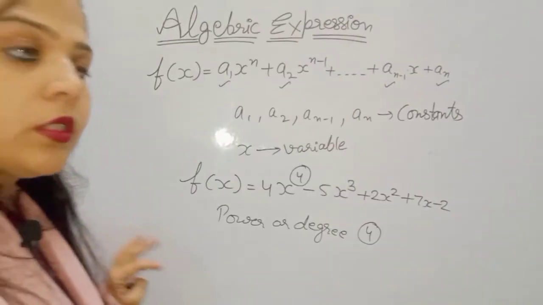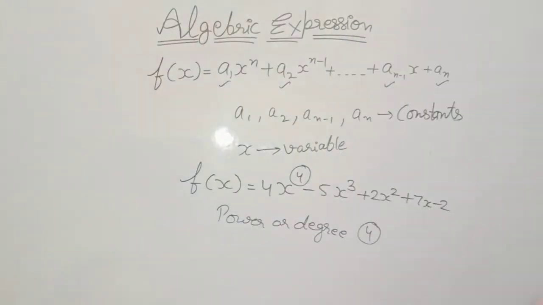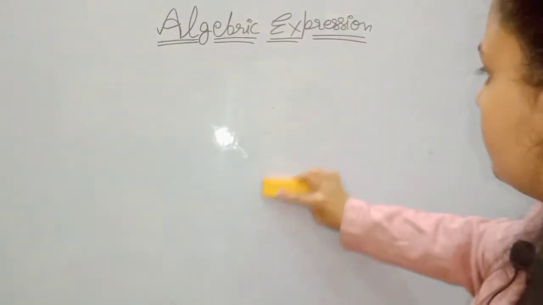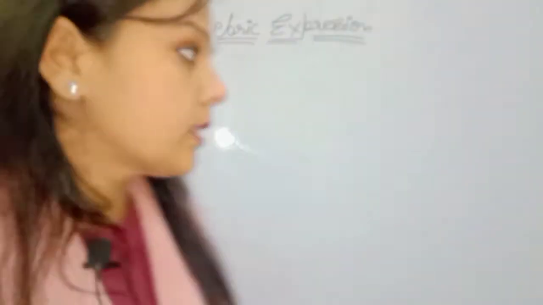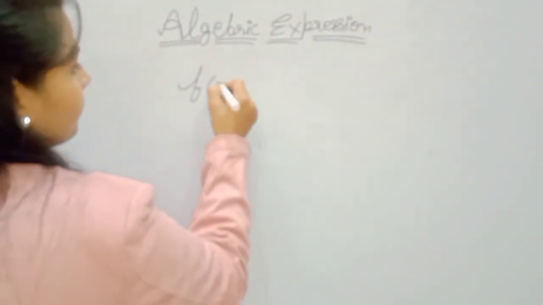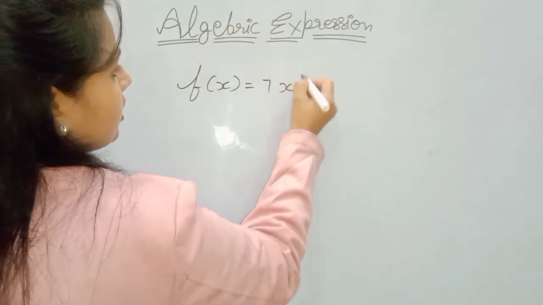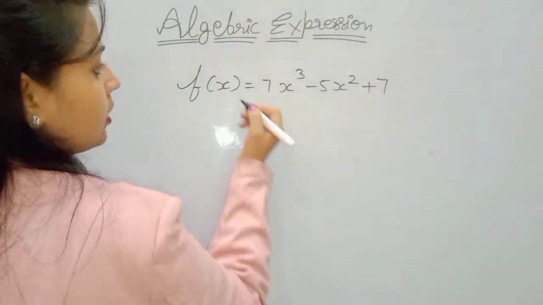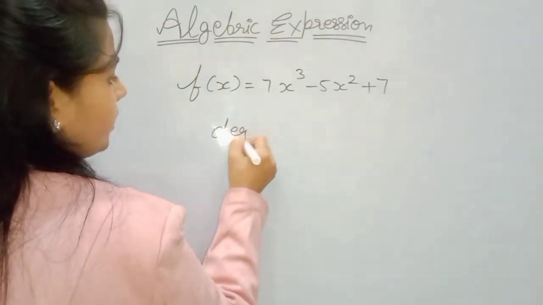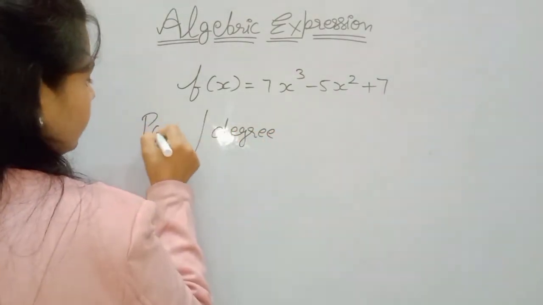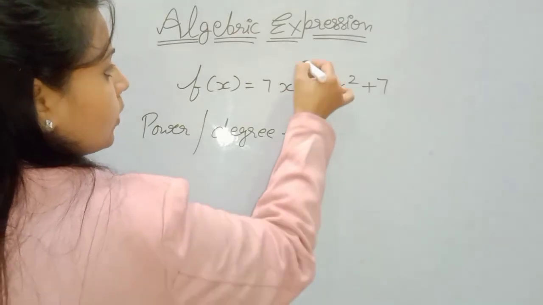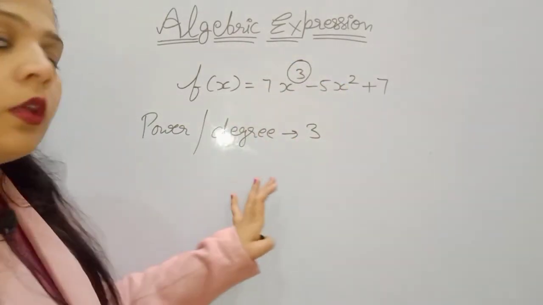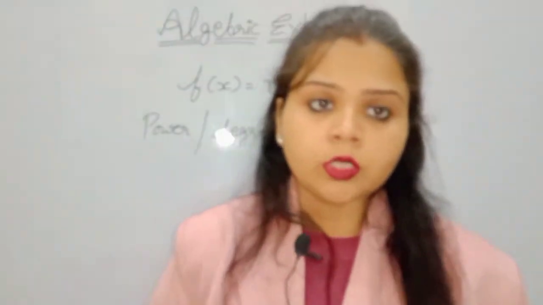So we can take some other examples. So we can take one more example, like if the expression is 7x raised to power 3 minus 5x square plus 7. This is the expression. So what is the degree, or we can say power of the algebraic expression? So what is the maximum power of x here? This is 3. So degree of this expression is 3. I hope you are clear with this.